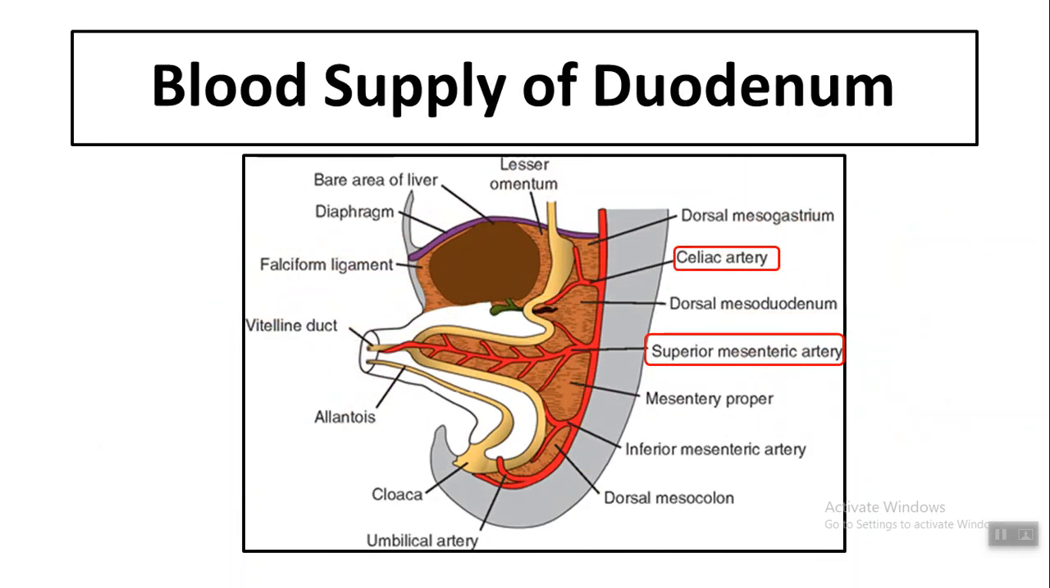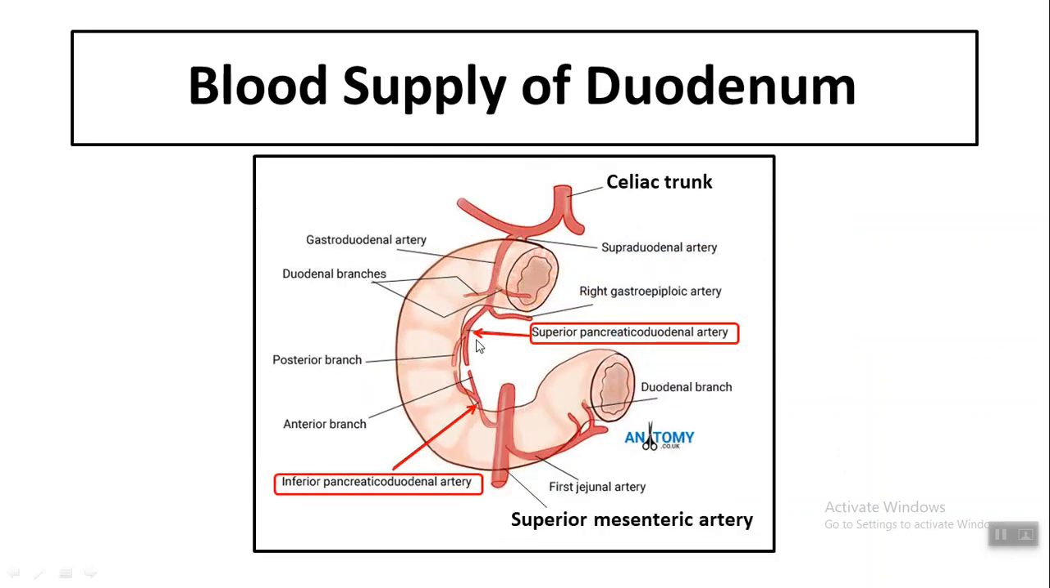What is the blood supply of the duodenum? The part of the duodenum above the entrance of the bile duct is related to the foregut, and the lower part is related to the midgut. So it derives its blood supply from the celiac artery and from the superior mesenteric artery. The upper parts are supplied through the superior pancreatico-duodenal artery, which is a branch from the gastro-duodenal artery, which is a branch from the hepatic artery that originates from the celiac trunk, while the inferior pancreatico-duodenal artery is a direct branch from the superior mesenteric artery.